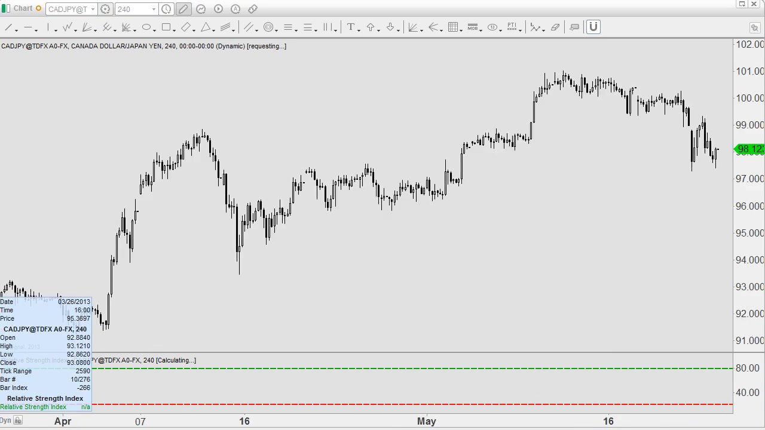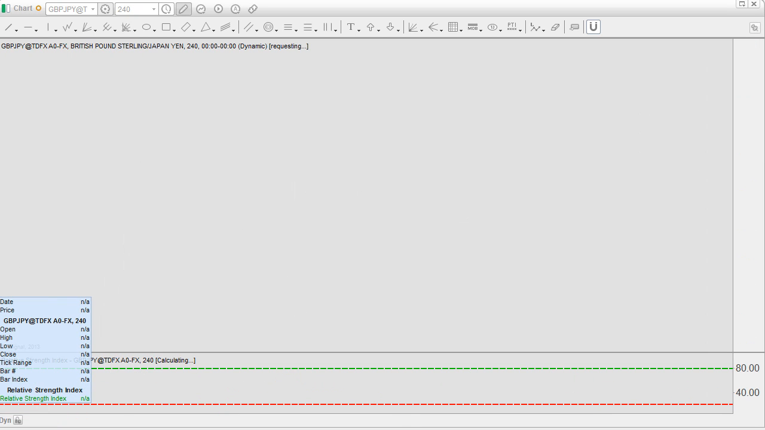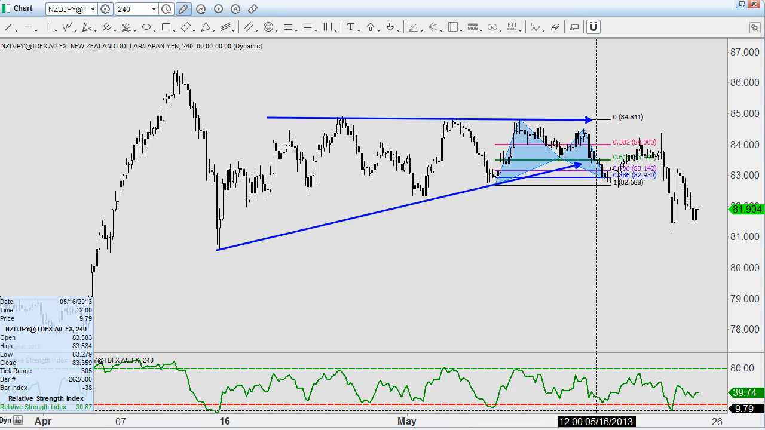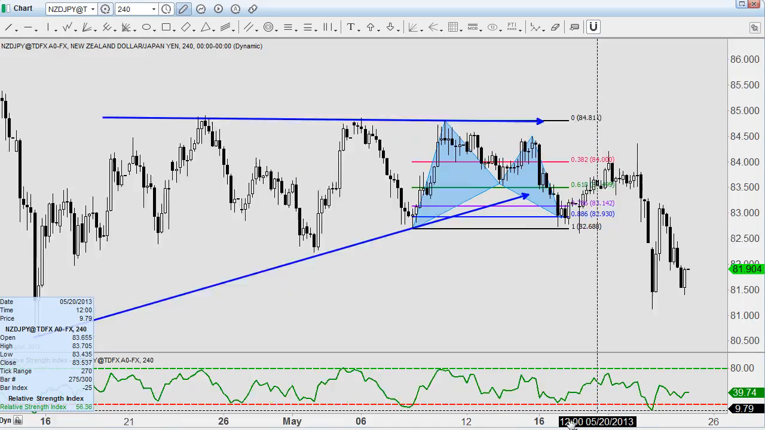Canada yen, nothing. Pound yen, I'm just trying to remember what I did this analysis Friday after the market closed. Here's another one we looked at, okay? And I told you guys, look out for a couple of things.